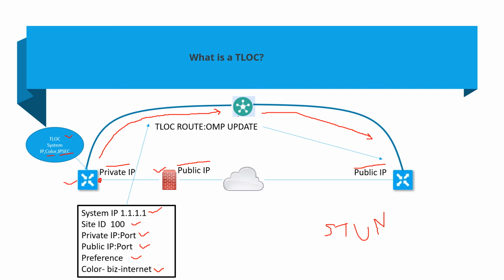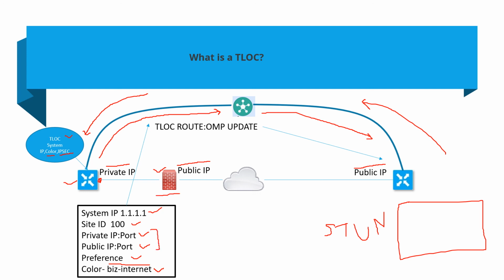So now let's understand, here I have mentioned biz-internet. This site will also have a similar table, which it is going to send to the controller, and the controller is going to send it to this vEdge. So both the sites are going to have very similar tables. On my left-hand side, since I'm doing a NAT, I see a private IP address and a public IP address, and those are going to be different. And here, since I have a public IP address, my private and public IP addresses are going to be the same. Now I have reachability information about the TLOC.